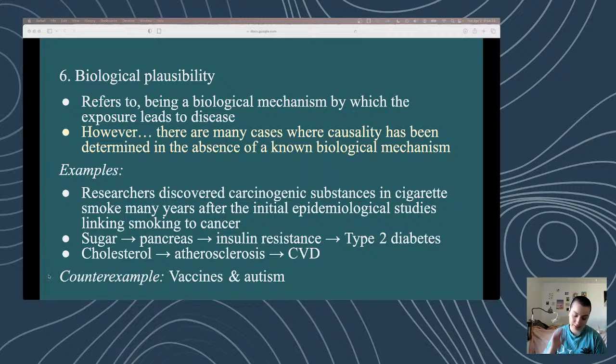Counterexamples, vaccines and autism. There's a whole bunch of lore about that, and the doctor who originally claimed this, I think, not only got his medical license stripped from him, but also possibly went to prison. So, yeah, this is not a causal link. This is a counterexample to biological plausibility.